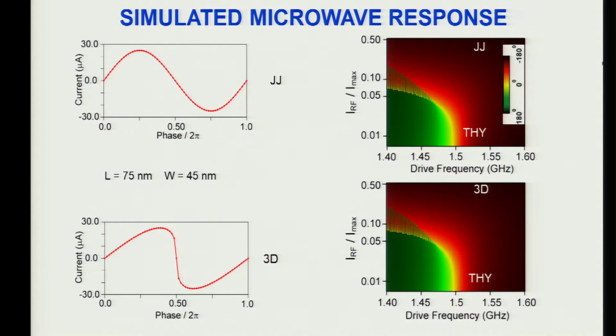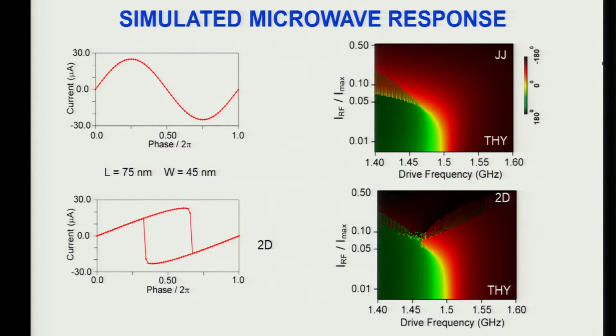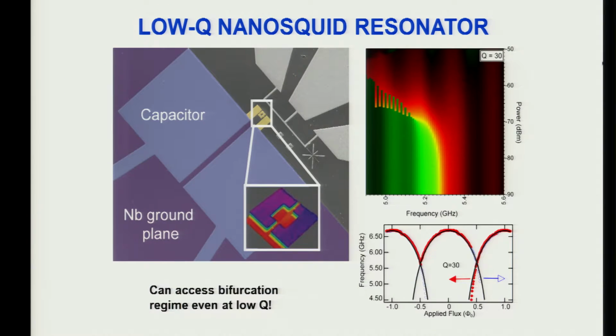If I did this now with this kind of almost sine-like current phase relation, it looks pretty darn close. You should get something that looks pretty similar. For 2D, that's not at all what we would expect. In fact, you don't see, and you don't expect, this type of nice nonlinearity and bifurcation. So does it really happen?